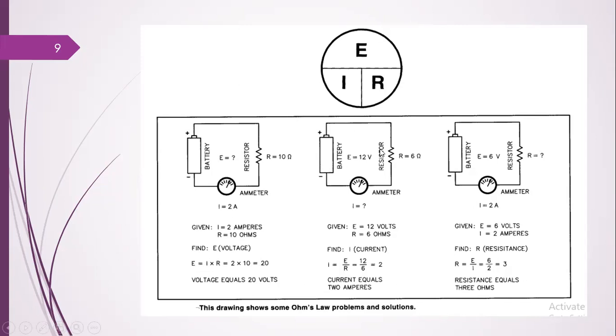So further, we are moving towards the second category of diagram and concept. As per the data, a voltage of 12 volt is provided to a resistance of 6 ohm, and current is drawn in the circuit, but it is unknown, and we need to find it.